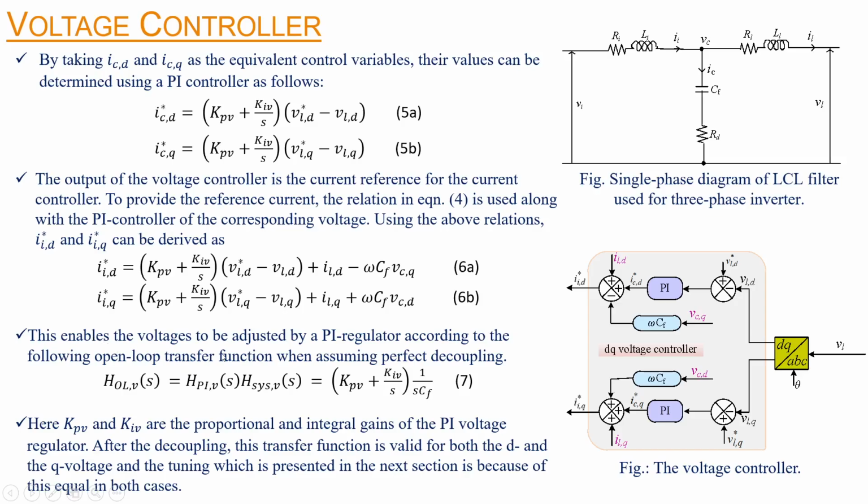This enables the voltage to be adjusted by the PI controller according to the following open loop transfer function, where we assume perfect decoupling. Here KPV and KIV are the proportional and integral gains of the PI voltage controller. After the decoupling, this transfer function is valid for both the D and Q axis voltages. The tuning presented in the next section is the same in both cases, so we are doing the same tuning for both D and Q axis voltages.